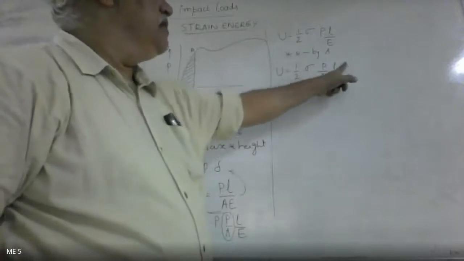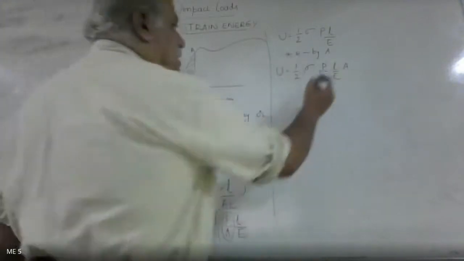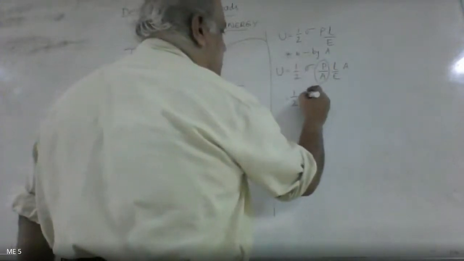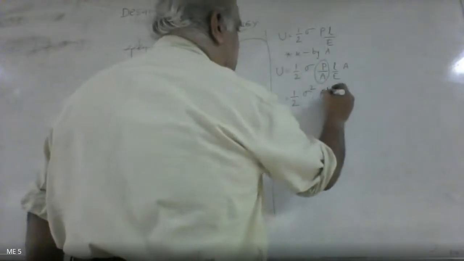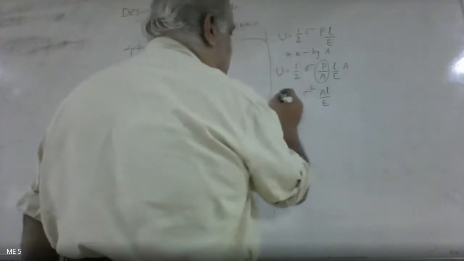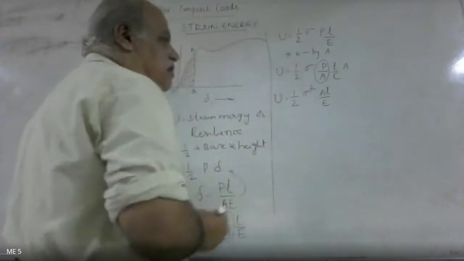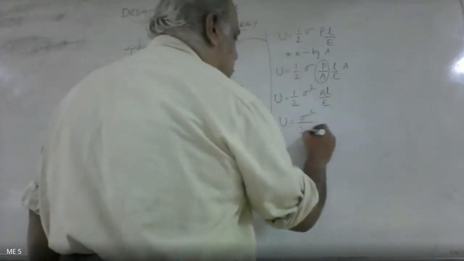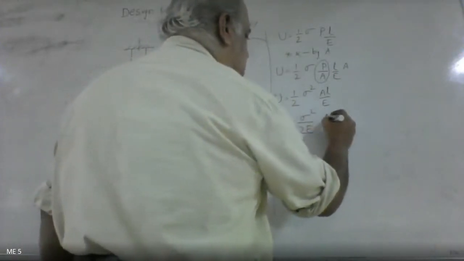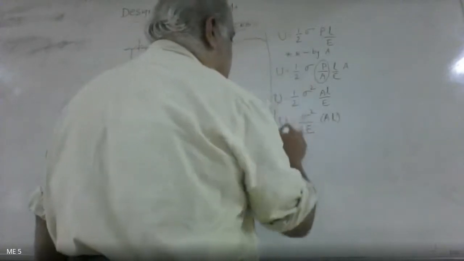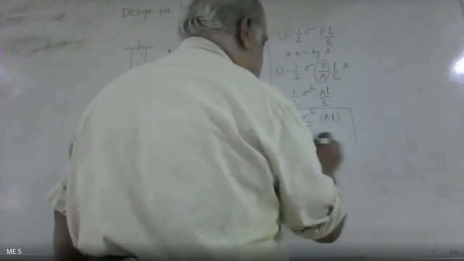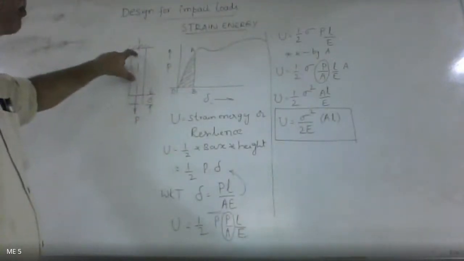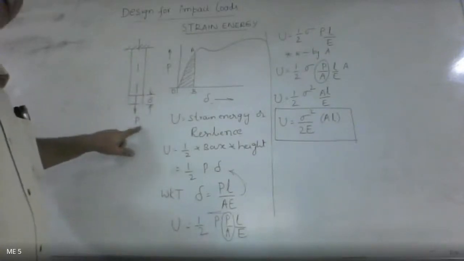So therefore, A is there, multiply and divide by A, and then again P by A is again stress. So therefore, that's going to be half sigma square into AL by E is what I am going to get as strain energy or the resilience. Rewriting it, U is equal to sigma square by 2E into A into L. This is the equation for strain energy or resilience. It is the energy absorbed by the material of the member because of applied load P.